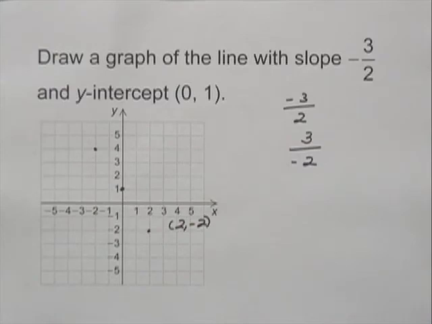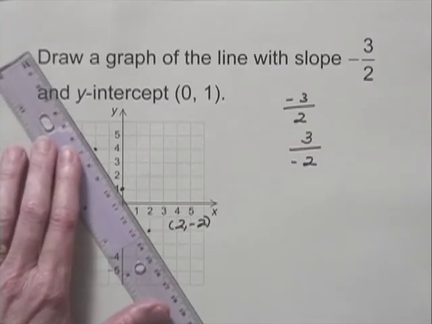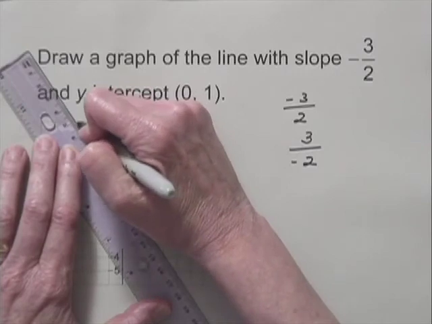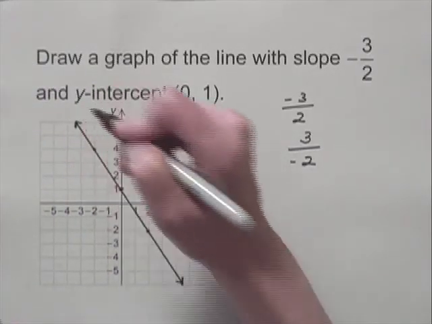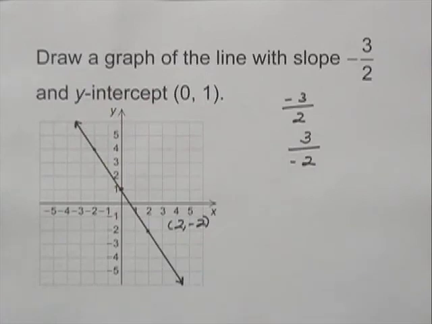And now I'll just draw the line that contains these 3 points. And this is the graph of the line with slope -3/2 and y-intercept 0, 1.